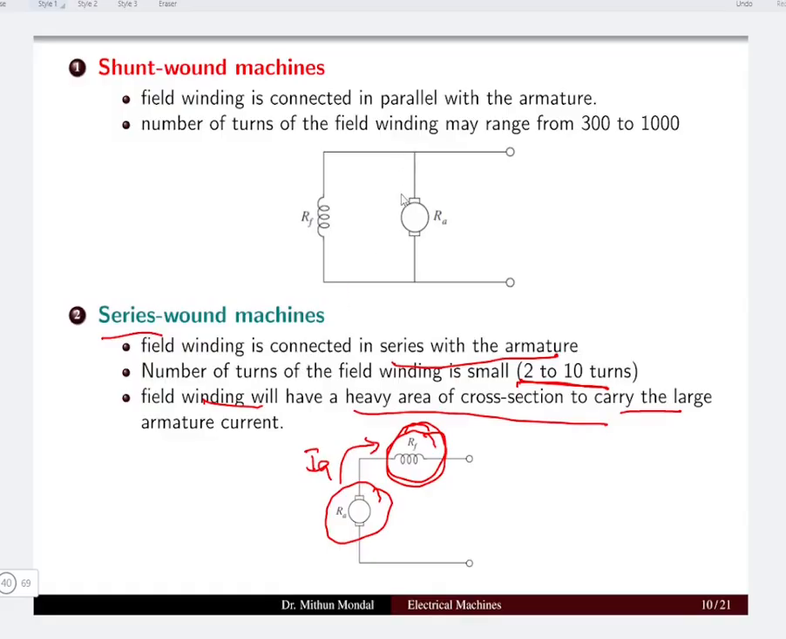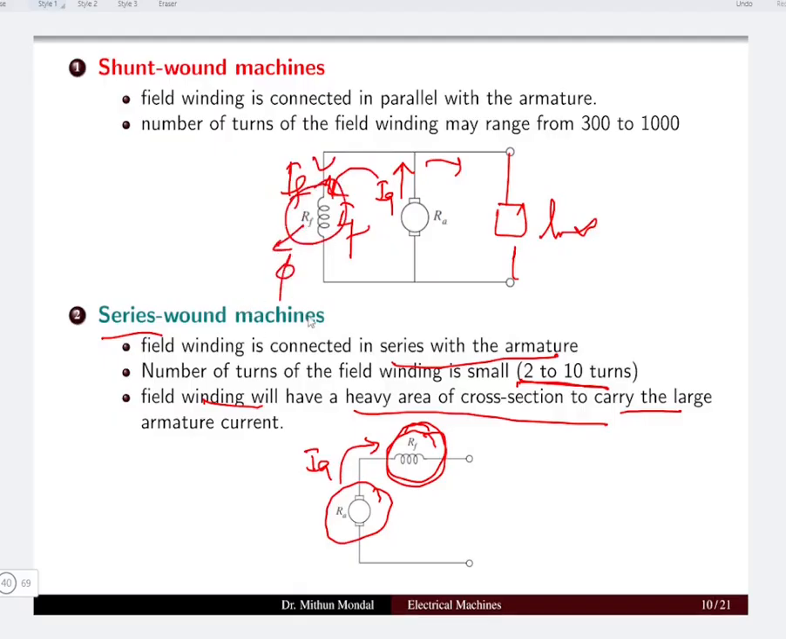However, in the shunt machine, whatever current is generated from the armature will be divided into two different paths. One path will go to the load and one path will go to the field winding. So here there is no separate DC source. The field current flowing through the field winding produces the flux, and this field current is produced by the armature itself. So it is known as a self-excited machine.